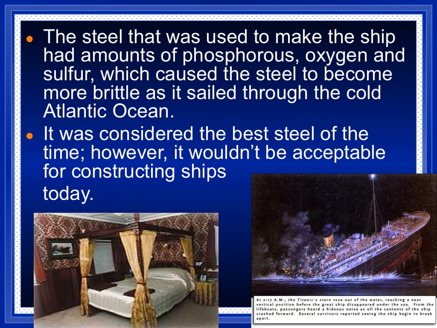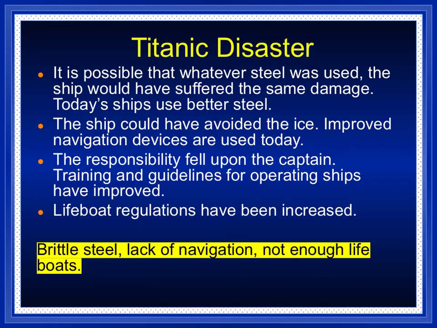The steel that was used to make the ship had amounts of phosphorus, oxygen, and sulfur, which caused the steel to become more brittle as it sailed through the cold Atlantic Ocean. It was considered the best steel of the time. However, it wouldn't be acceptable for constructing ships today. It is possible that whatever steel was used, the ship would have suffered the same damage. But today's ships use an even better form of steel.